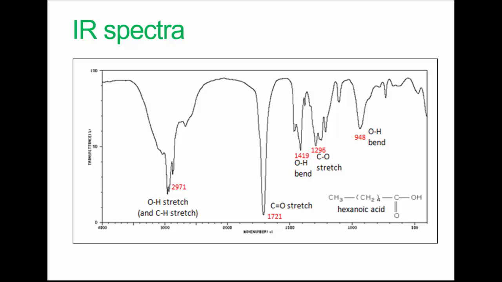Notice a broad peak around 3000. This is very characteristic of OH groups. It is also seen in samples that contain water. This peak broadening is caused by hydrogen bonding.